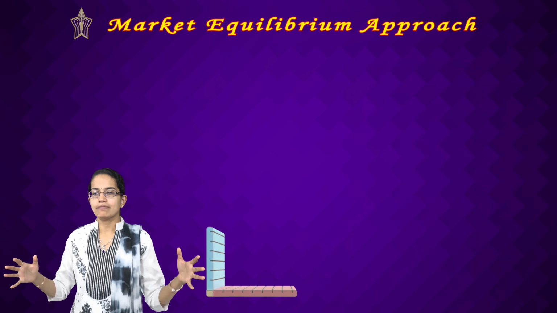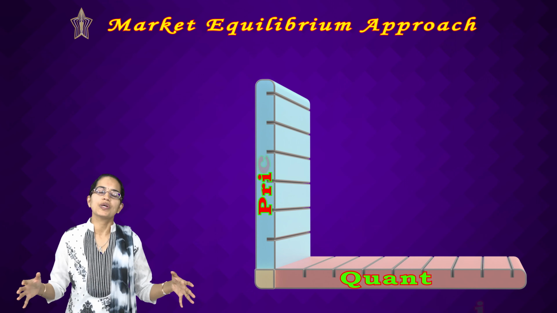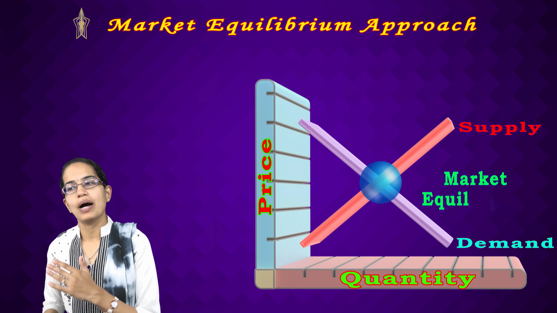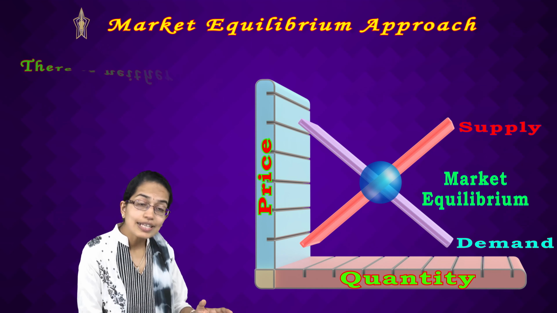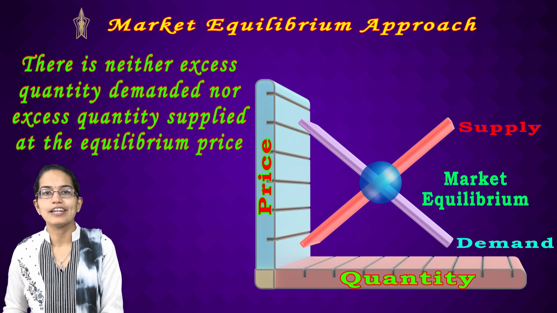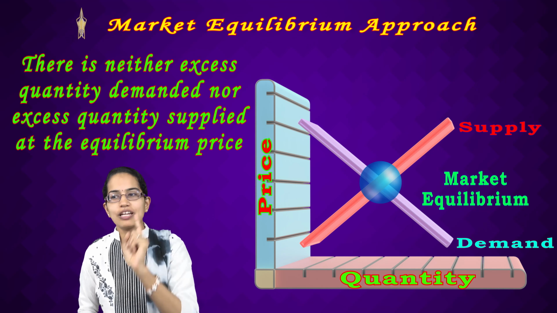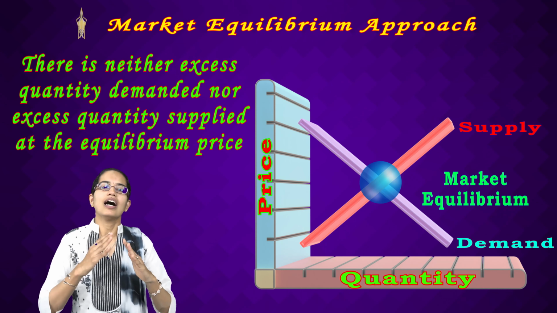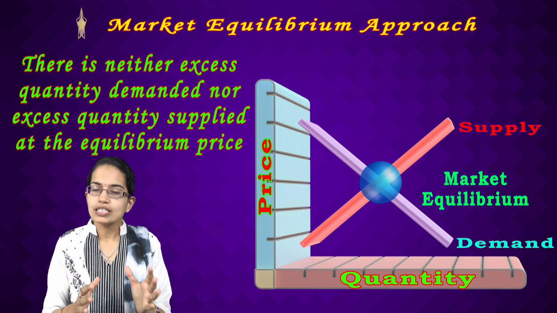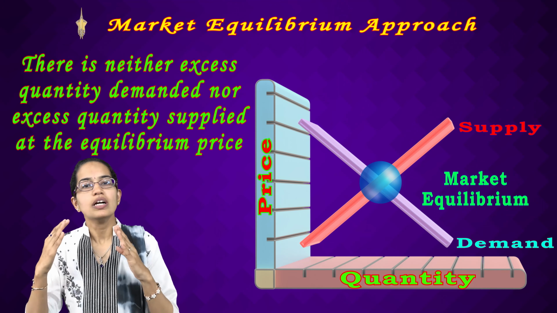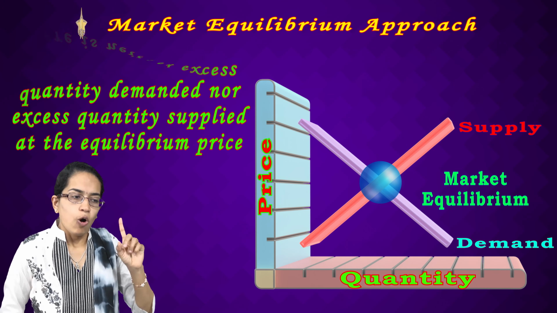So market equilibrium is a process through which we try to maintain an adjustment between the demand and the supply. Neither excess quantity demanded nor excess quantity supplied would create an equilibrium. So equilibrium can be created only and only when there is a fixed amount of demand matching the similar amount of supply that could be seen.